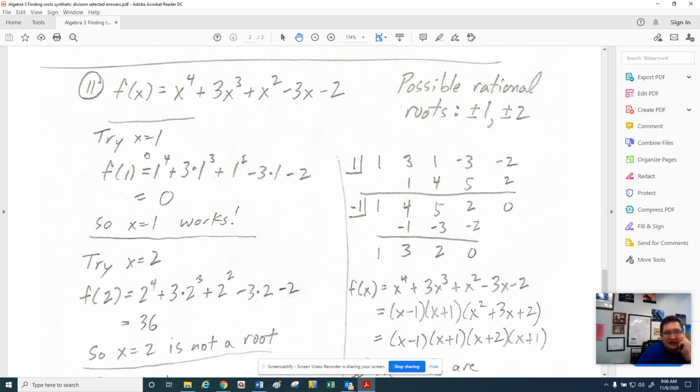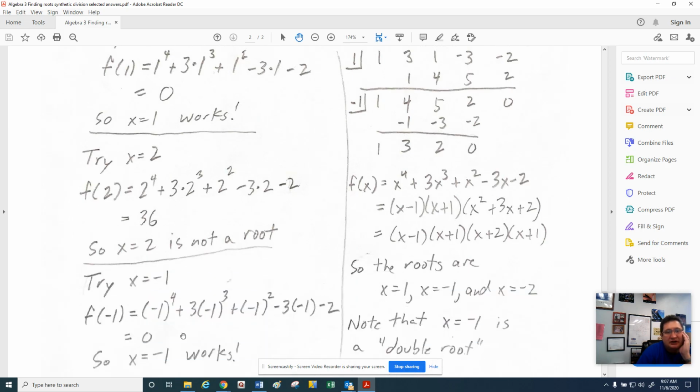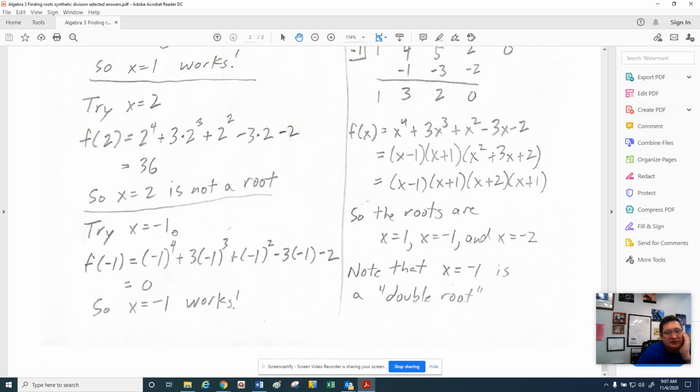And so it makes sense maybe to try x equals 1. You substitute a 1 into the function and find out that it's 0, and so x equals 1 works. Since it's an x to the 4th function, we may as well try to find another one. And so if we tried x equals 2 and substituted a 2 into the function, we'll notice that it's not 0. Therefore, x equals 2 is not a root. But if you substitute a -1 in, which was another one of our possible roots, you'll find that if you substitute -1 in for the function, -1 is a root.